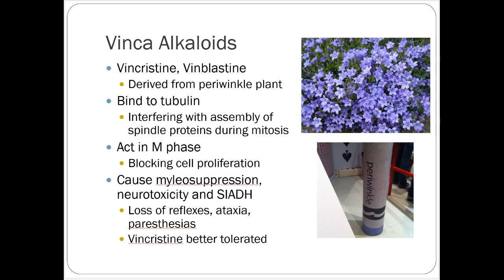Vinca alkaloids, or they start with vincristine and vinblastine, are derived from the periwinkle plant. What they do is they bind to tubulin, so they're kind of a different mechanism. What they're going to do is interfere with assembly of spindle proteins during mitosis. So this is the first drug we have that really just acts on the M phase alone, and you block that final step of cell proliferation.